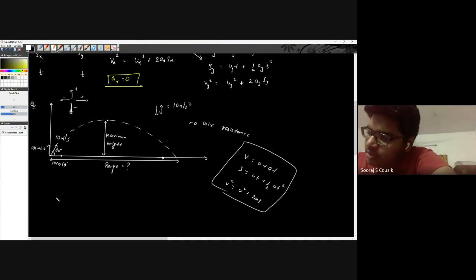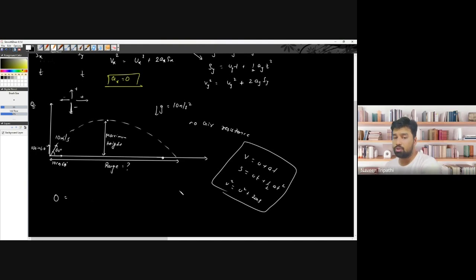So time is 0.3048 seconds. So maximum height will be equal to ut plus half at square. You can apply that, but I don't need to do that. I can just use v equal to s over t. I can use that formula to find it.